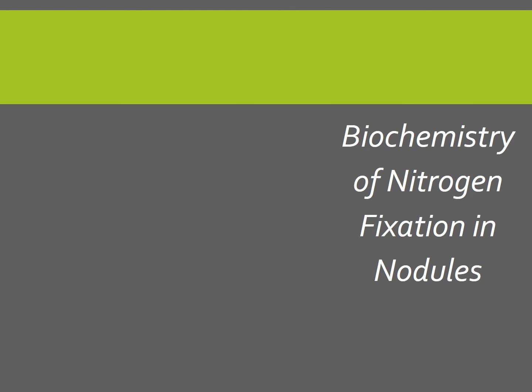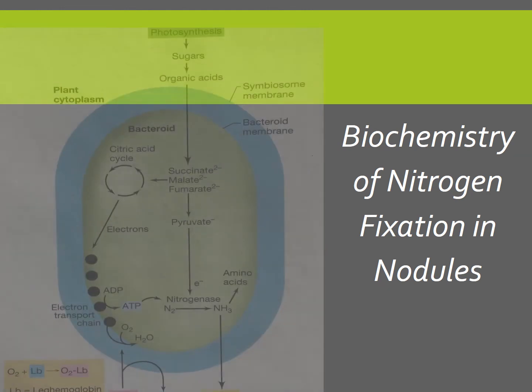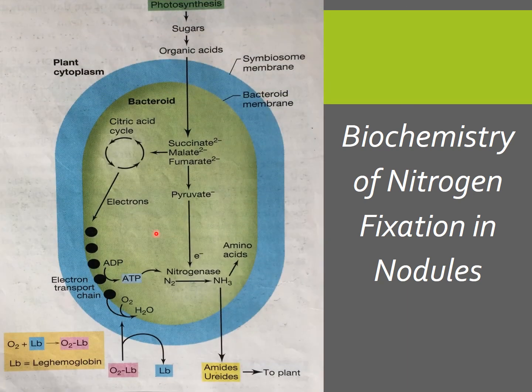So whatever oxygen is present in the plant cytoplasm, it is not present inside the bacteroid, or it is not present inside the symbiosome. So you can see over here, this is the symbiosome membrane. You can see this blue color, that is the symbiosome membrane. Inside the symbiosome, we have the bacteroid. So this outer layer is the bacteroid membrane. Inside one symbiosome, there can be multiple bacteroids. Here I have just shown you the example of one bacteroid inside one symbiosome membrane.